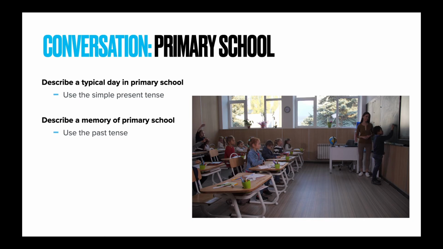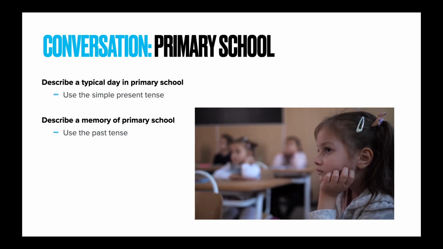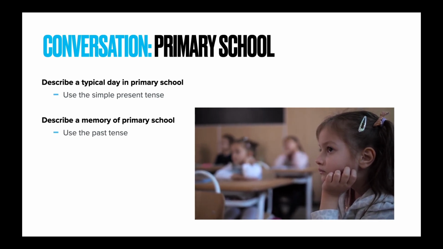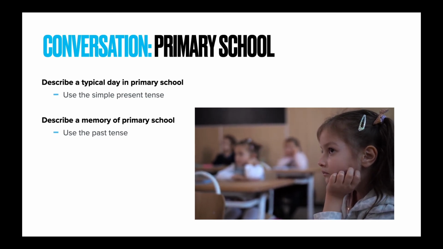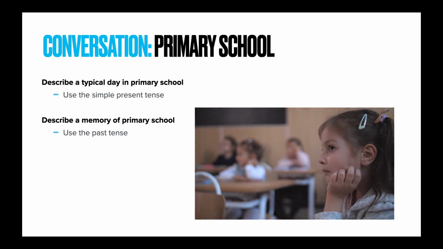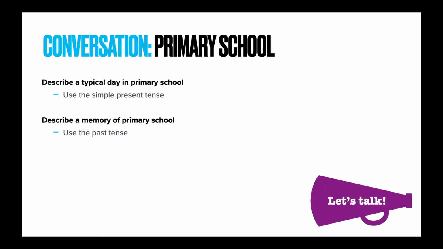Okay, so for this, you're going to want to use the simple present tense. For the second prompt, describe a memory of primary school. And a memory means something that you remember in the past. So for this example, you're going to want to use the simple past tense. Like in primary school, I learned to write, or I had a friend named Sarah. Anything that you say about your memory of primary school should be in the past tense. Okay? So let's talk. Practice talking about primary school using these two prompts.